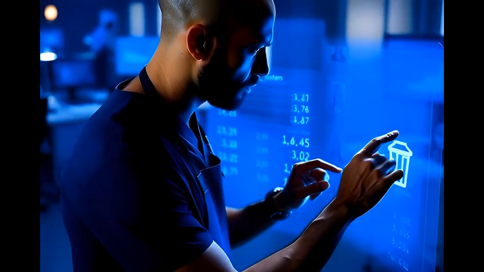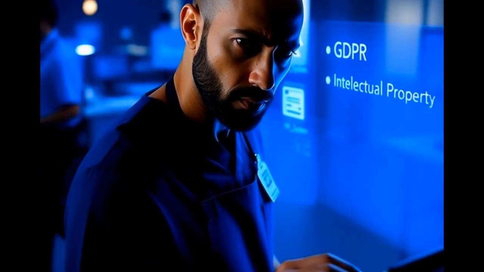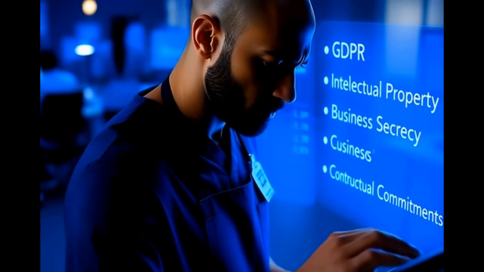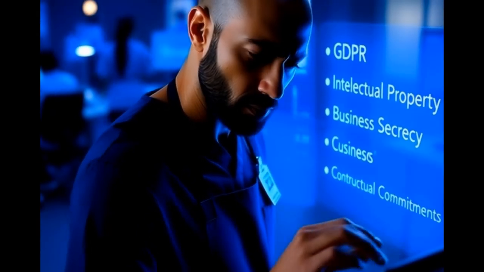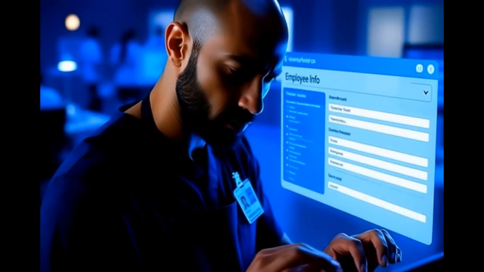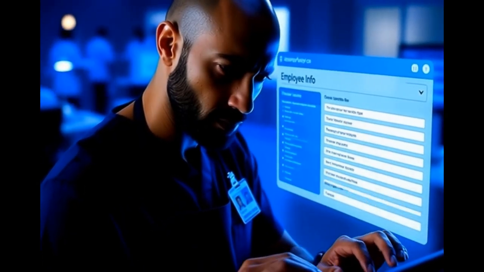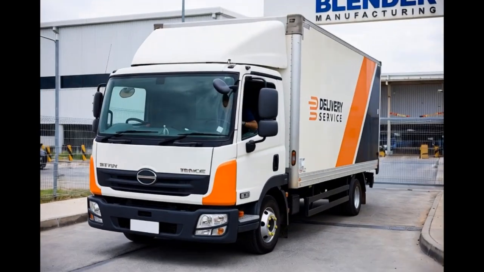Data origination needs to be lawful and legal, for example in compliance with GDPR, intellectual property, business secrecy, or contractual commitments. Also, data quality needs to be actively assured by preventive or consequent corrective measures. The second step would be the components transport.